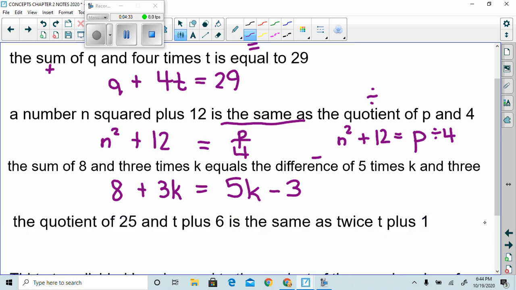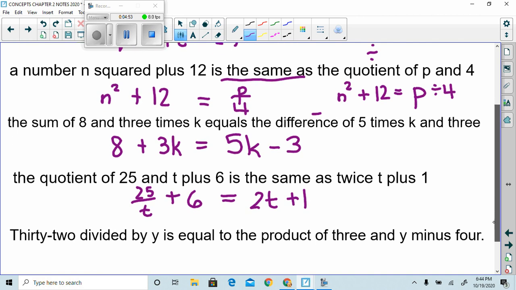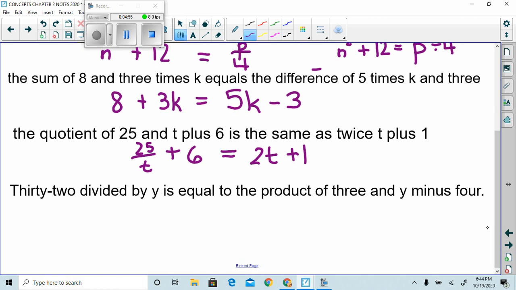Let's do a couple more. The quotient of 25 and t, 25 divided by t, plus 6 is the same as twice t, 2 times t, plus 1. The more you do, the easier they get. And let's just do one final one. 32 divided by y is equal to the product of 3y minus 4.